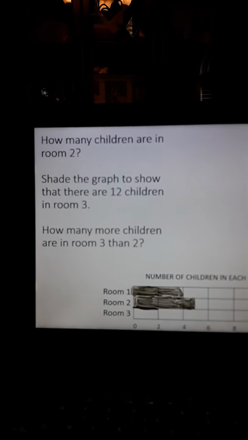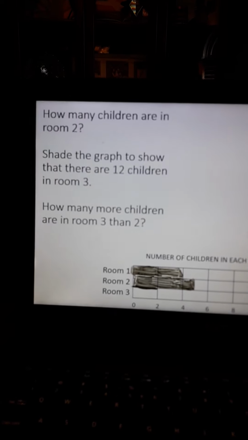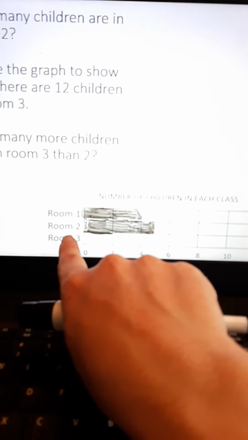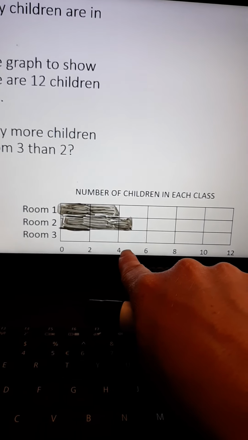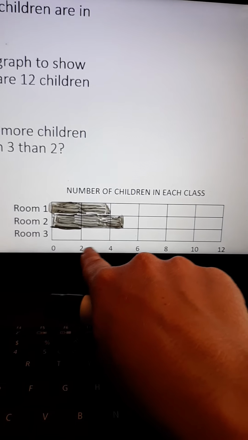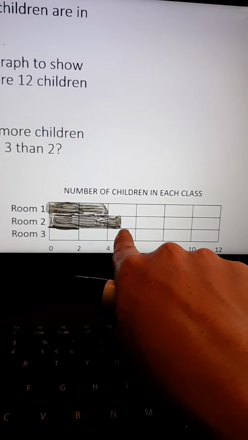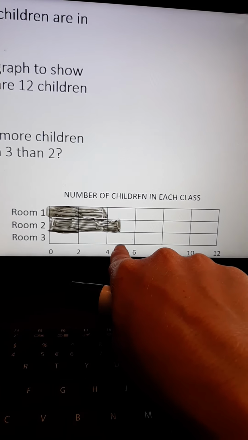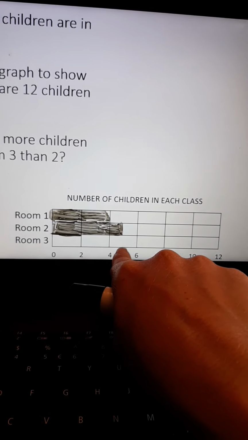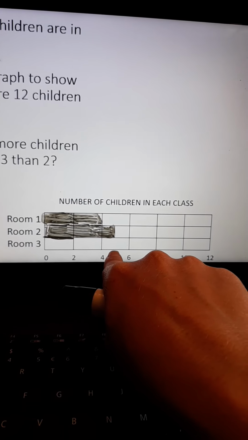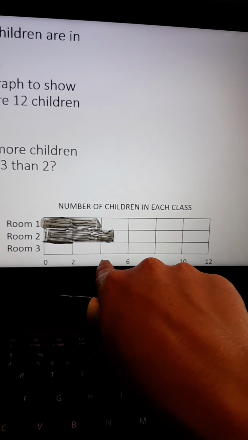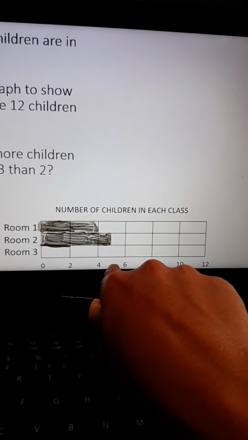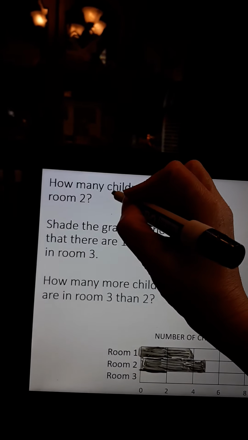All right, it says, how many children are in room number 2? So I'm finding room number 2. Here it is. And I notice that it's counting by 2s. So that's 2, that's 4. Room 2 is in the middle, right? And because that's in the middle, it's going to be between 4 and 6, which is what? What comes between 4 and 6? That's right, 5.